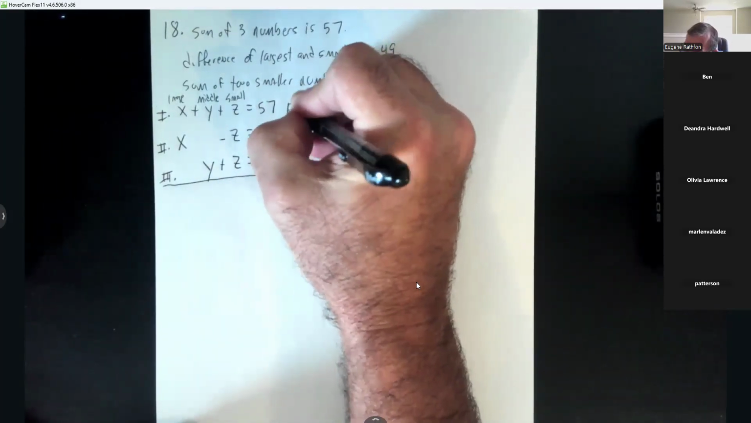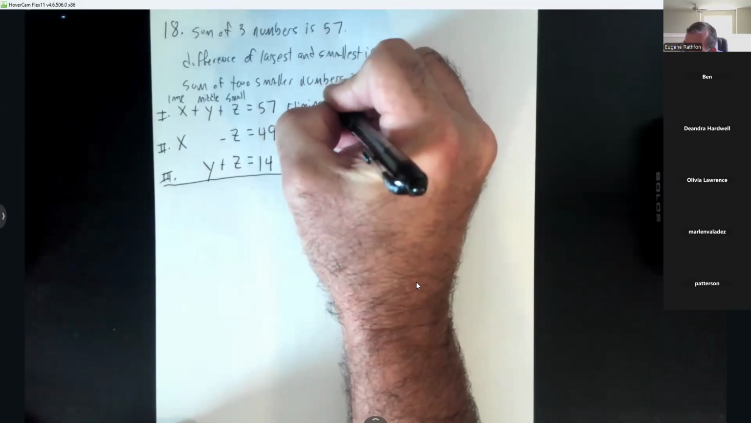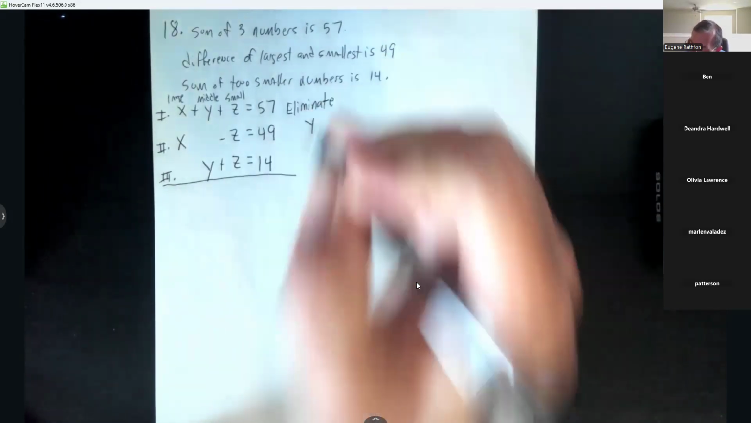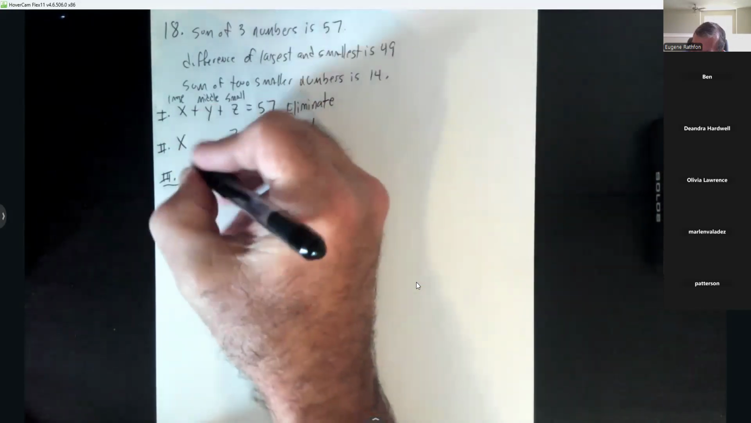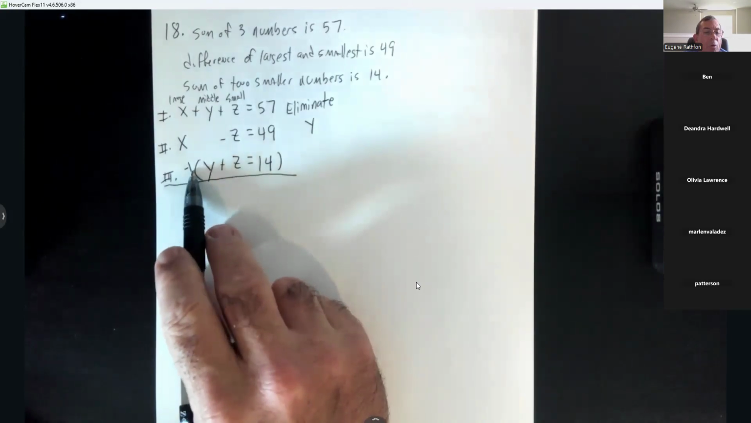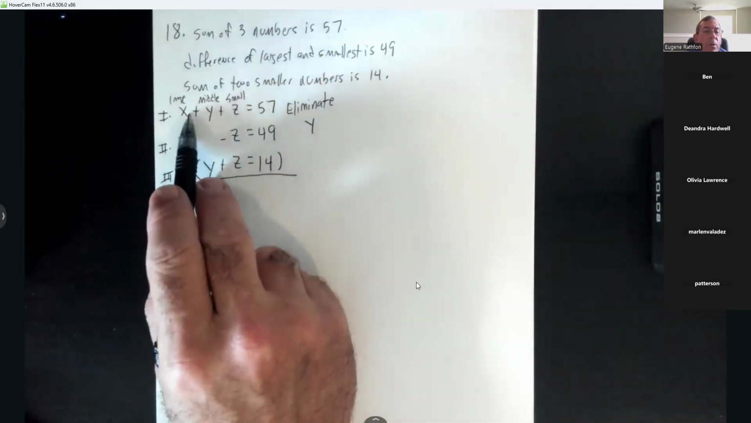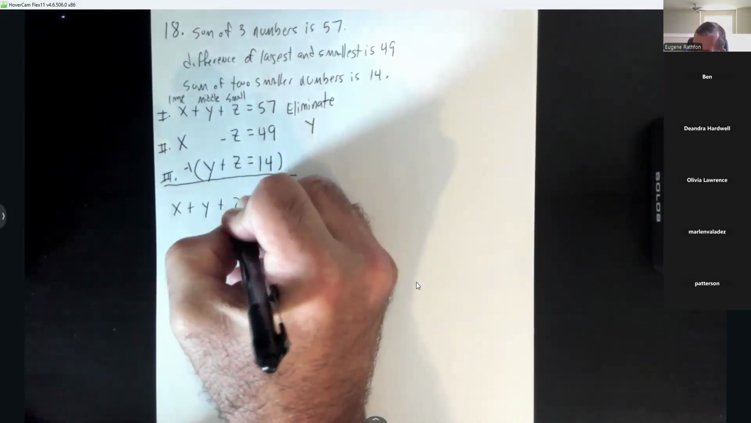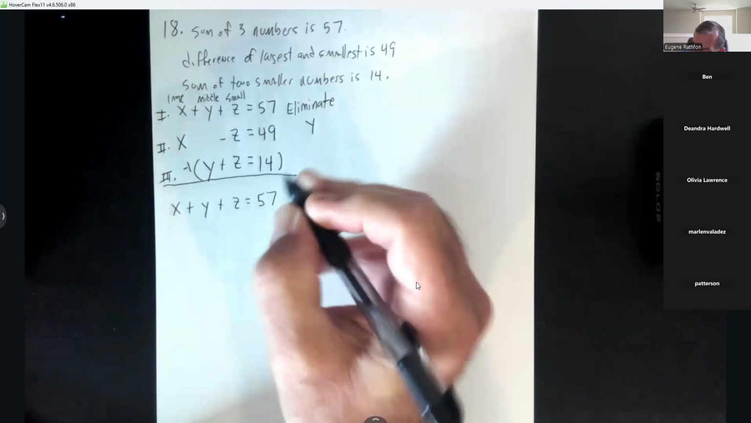So y'all, it's time for y'all to choose a variable that y'all want me to eliminate. And y'all, it don't matter. So y'all going to go to Y. So we're going to eliminate the Y. So to eliminate the Y, since they're both positive, I'm going to multiply my last row by -1. So the top row stays the same. X plus Y plus Z equals 57.